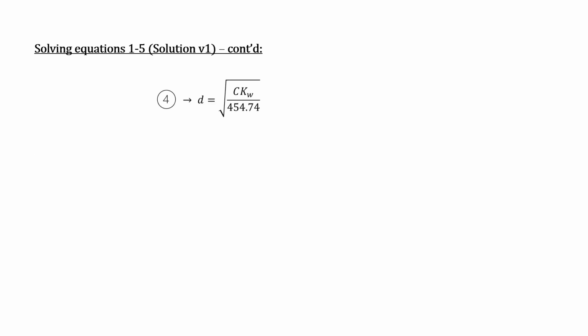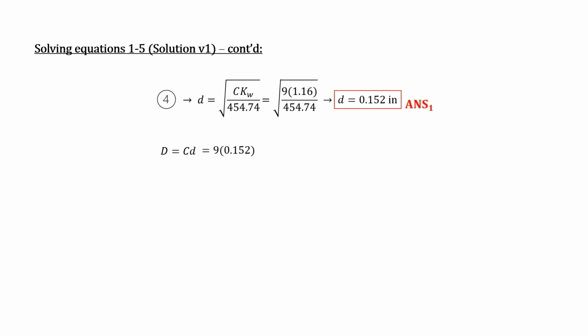So in equation 4, we now have our kW value, so we can sub in 1.16, and we have our wire diameter of 0.152 inches. So that's the first part of our answer. We know that our spring index equation gives us this, so your large diameter is just C, which we've determined to be 9, times this smaller d, 0.152. So second part of the answer, done.